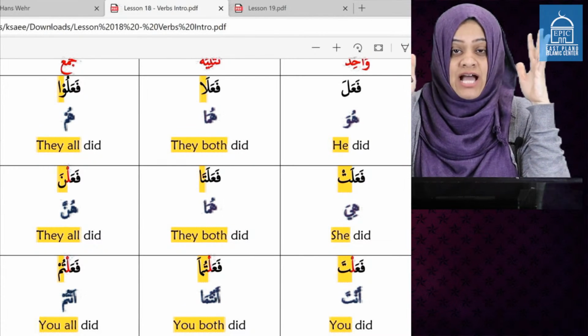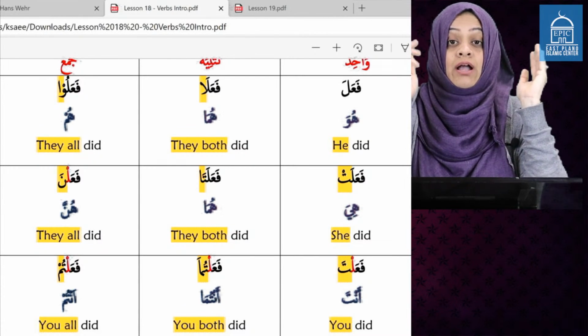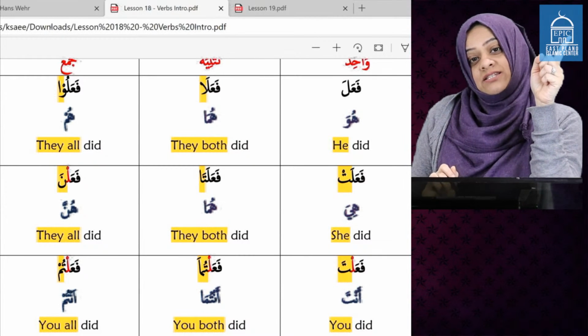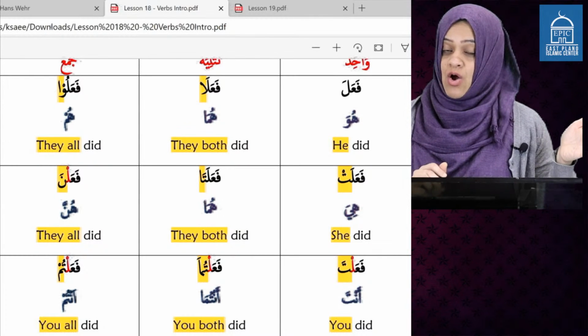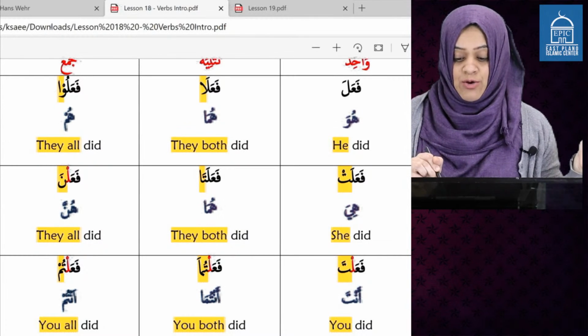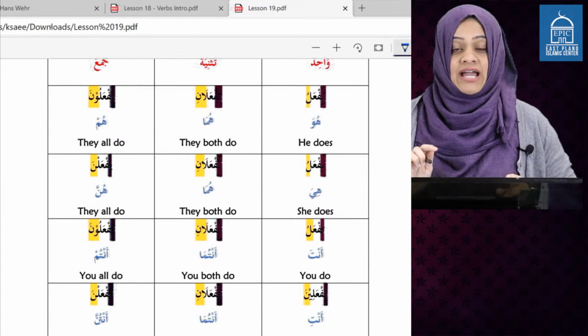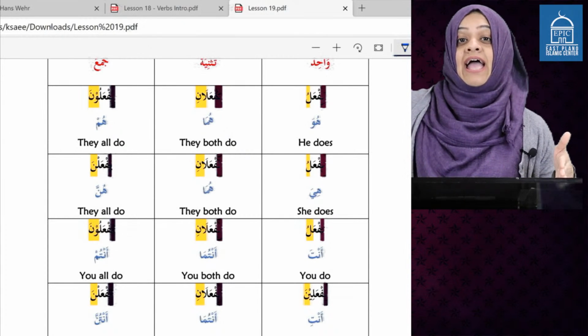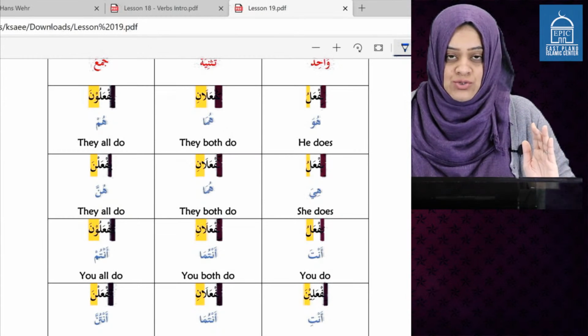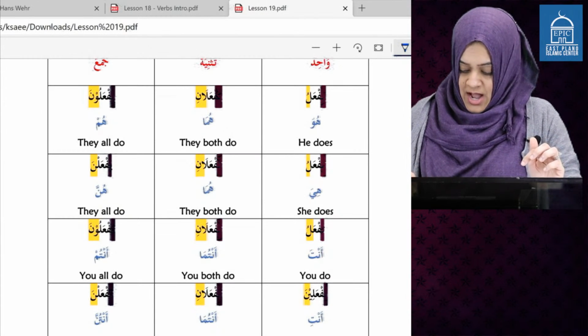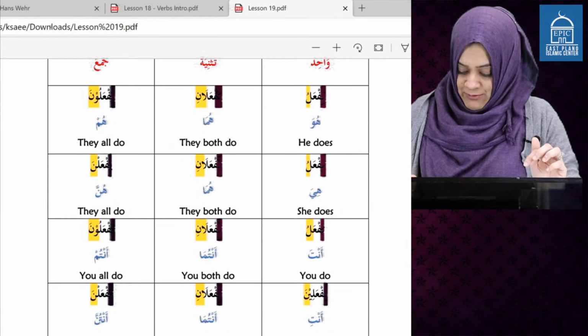Now, how do you identify Madi and mudare? Madi is identified by its endings. That's why you see all the yellow there. Whereas mudare is identified with both ending and beginning. And for the beginning, I'll give you an acronym. It's super easy, and it's there on your packet, here right at the bottom.